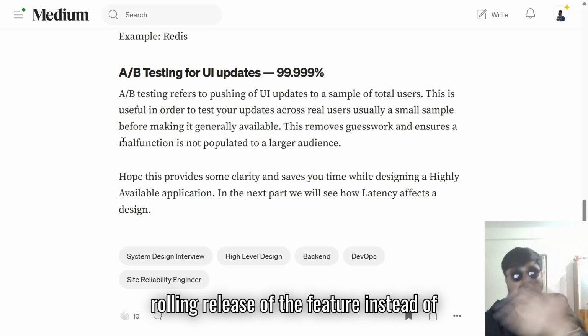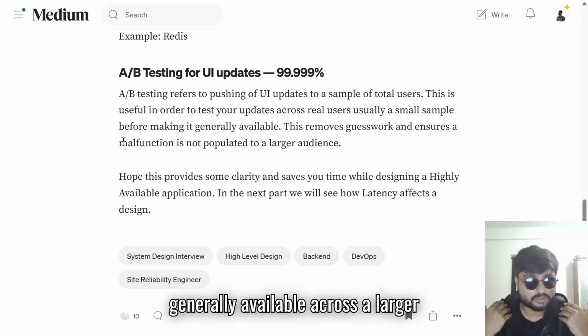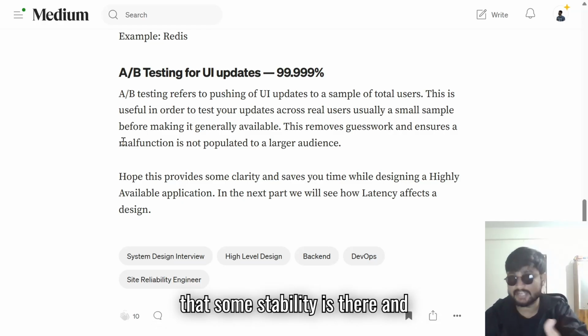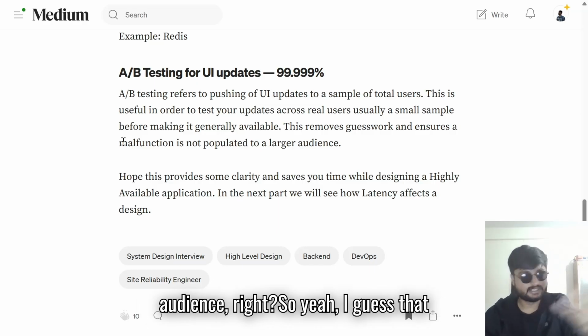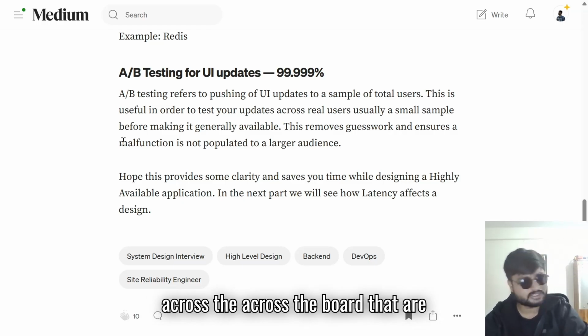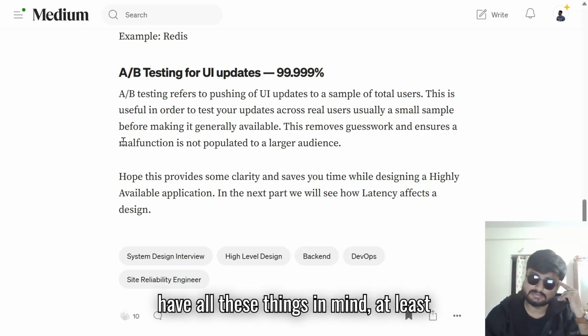So basically a rolling release of the feature instead of pushing the release and making it generally available across a larger audience, right? So this way it ensures that some stability is there and an availability-breaking or application-breaking change does not reach a wider audience, right? So yeah, I guess that does talk about the majority of the things across the board that are responsible for availability. So make sure that when you create a design, you have all these things in mind. At least some of them.